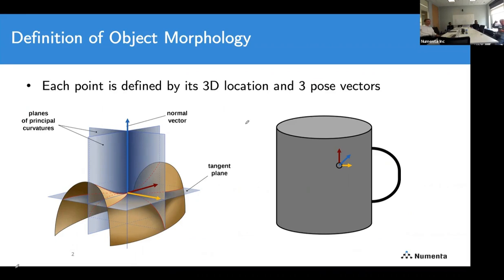But then the other two, you say three pose vectors. Are the other two vectors also representing in three dimensions, or are they relative to the point normal? Yeah, they are orthogonal to the point normal.